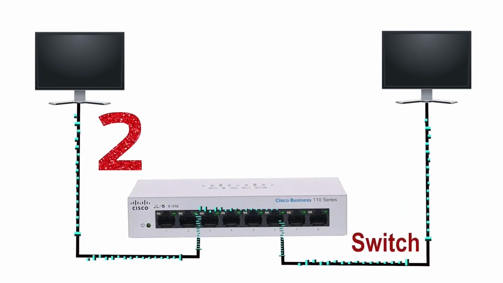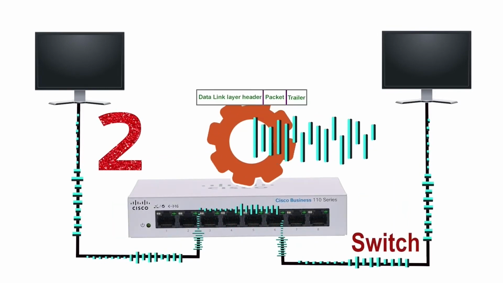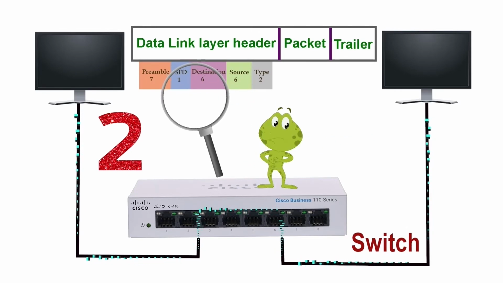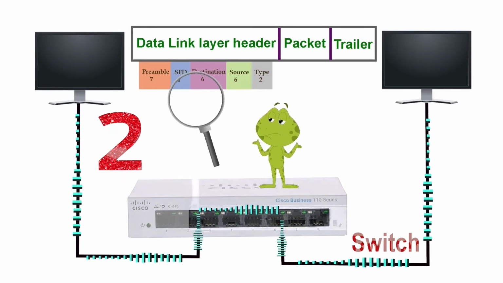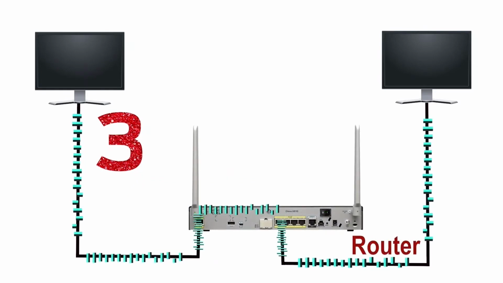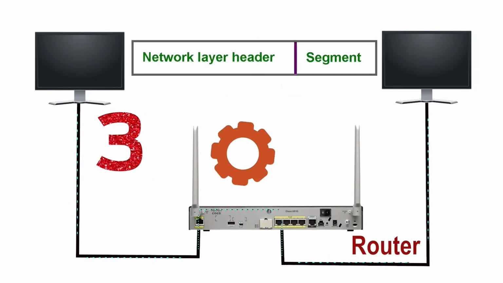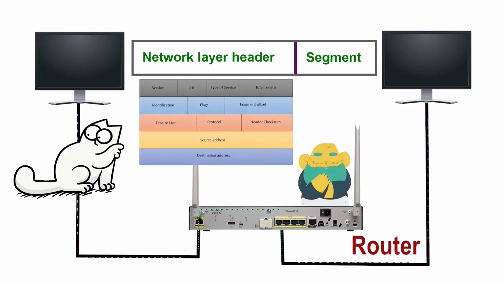A switch is a Layer 2 device. It converts signals into frames, reads source and destination MAC addresses from each frame's header, and makes forwarding decisions based on them. A router is a Layer 3 device. It converts signals into frames and frames into packets to make forwarding decisions. It uses source and destination IP addresses to make forwarding decisions.